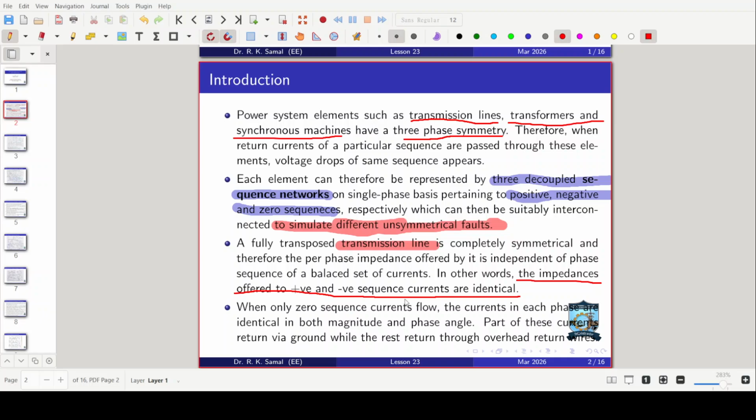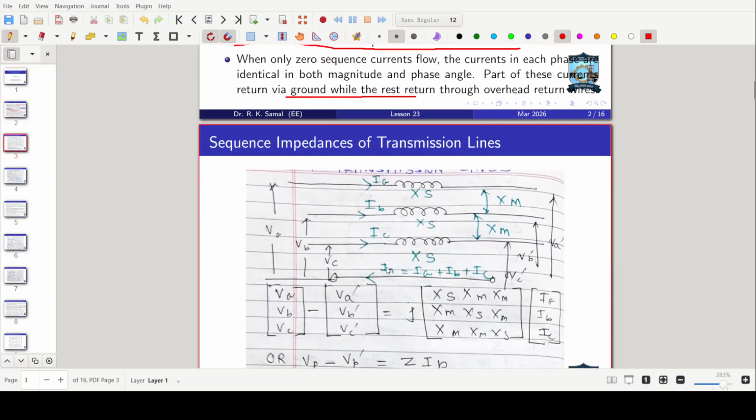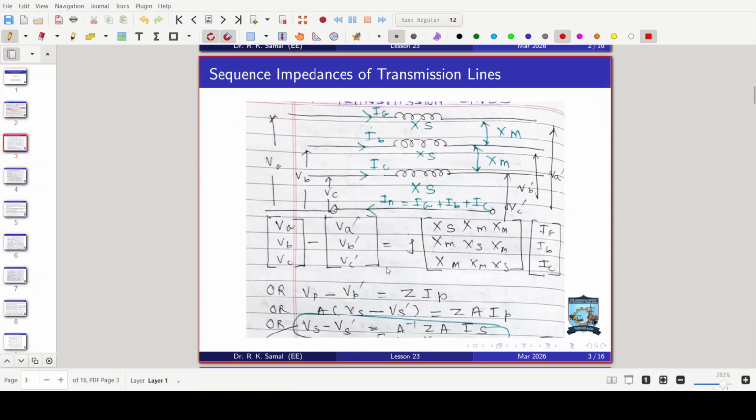Next, when only zero sequence currents flow, the current in each phase is identical in both magnitude and phase angle. Part of the current returns via ground, while the rest returns through overhead return wires. So it is not of significance. So we'll see the sequence impedance. This is the derivation of the sequence impedance of the transmission line.